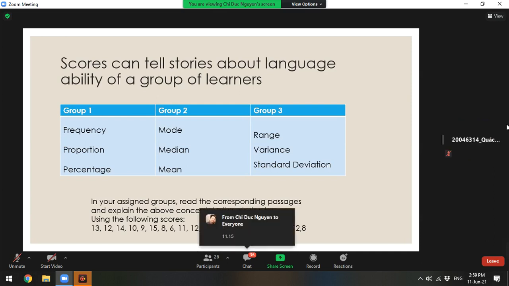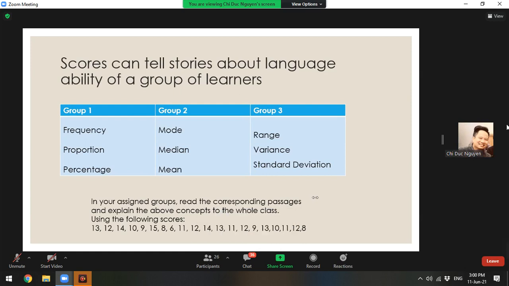Okay, so by comparing these three indices over here, we're going to see that the mean is smaller than the mode. The mode is going to be the most popular number. It means that many students got this score. And in this case, the mean is smaller than the mode. What conclusion can we make about this group of students?